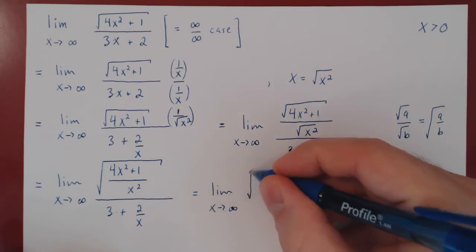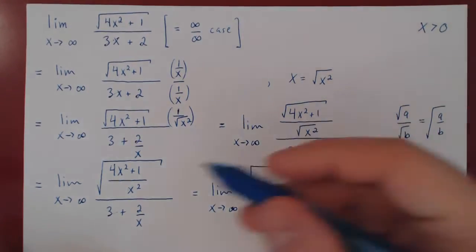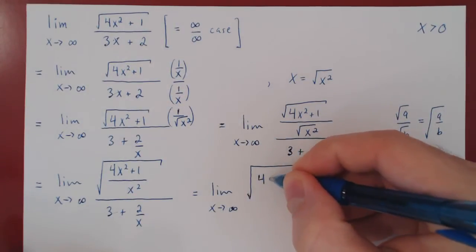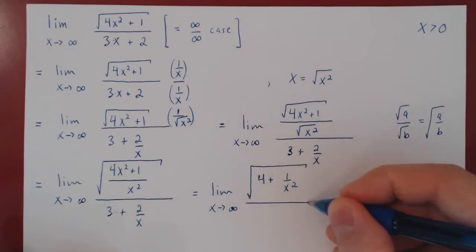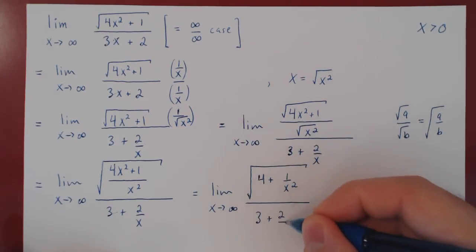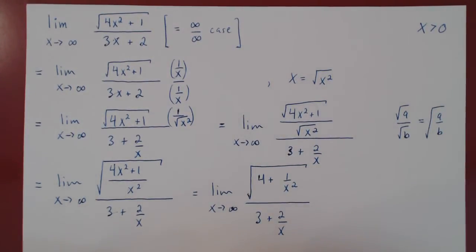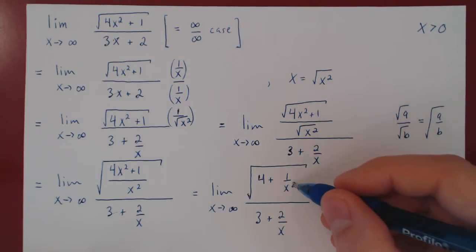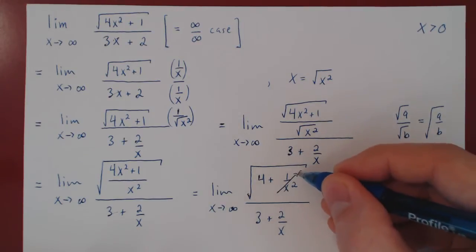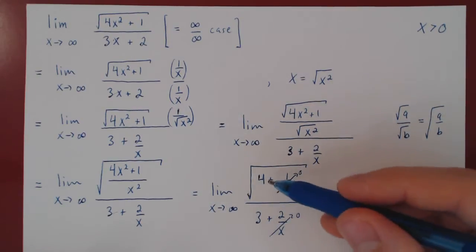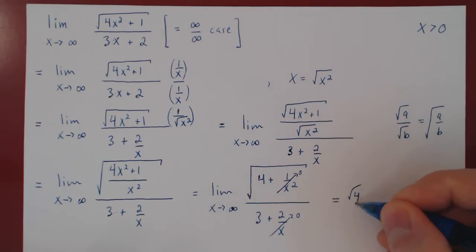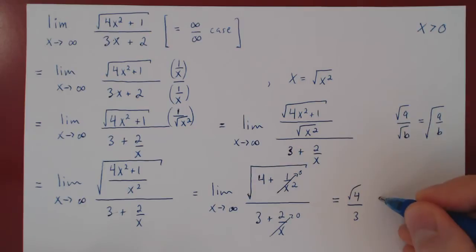So we'll have on the numerator the root of 4x squared over x squared, which is simply 4 plus 1 over x squared, all over 3 plus 2 over x. And now the limit is trivial. As x goes to positive infinity, 1 over x squared shrinks to 0 as x squared also goes to infinity. Same argument, 2 over x shrinks to 0. And we're left on the numerator with the root of 4 over 3. Root of 4 is 2, so it's just 2/3. And that's it.